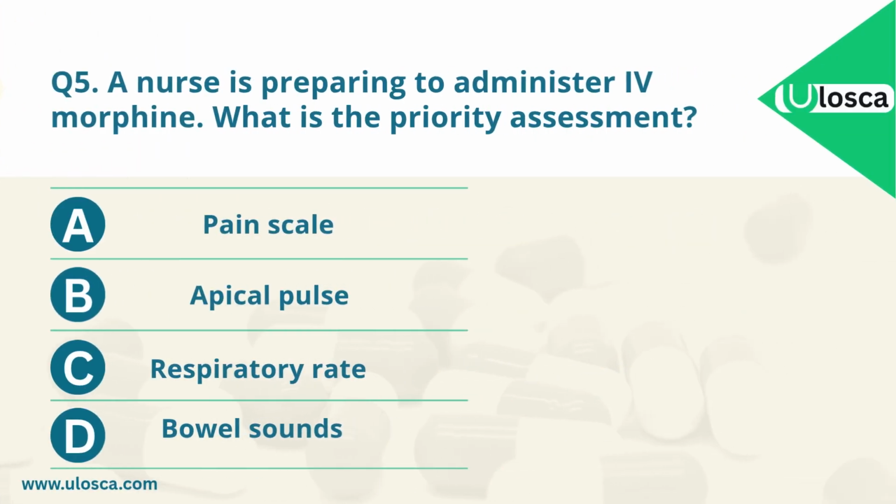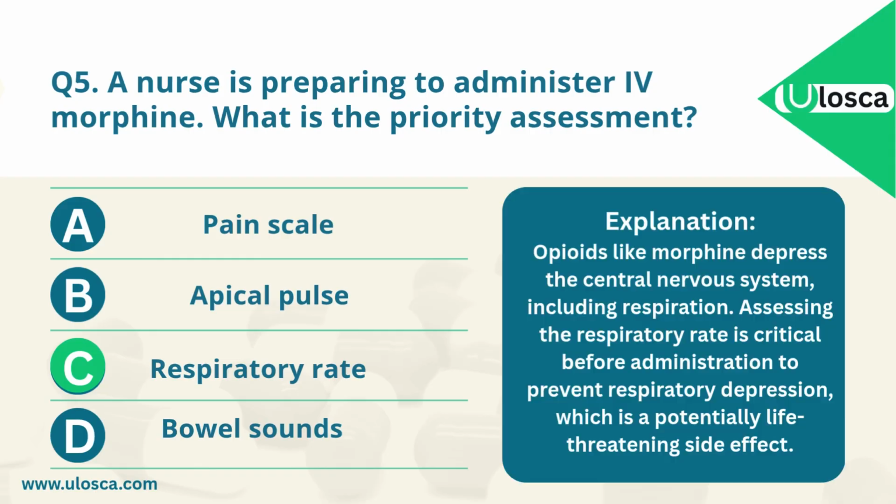The correct answer is C. Respiratory rate. Explanation. Opioids like morphine depress the central nervous system, including respiration. Assessing the respiratory rate is critical before administration to prevent respiratory depression, which is a potentially life-threatening side effect.